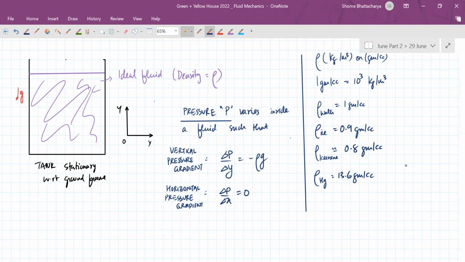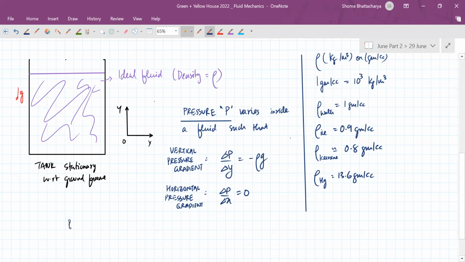Sir, why is delta p by delta x equals 0? Because that is the property of a fluid, that if you take 2 points which are on the same horizontal plane inside the fluid, there is no pressure difference between them. Okay, 2 points at the same depth have the same pressure. So moving along the x-axis, there is no change in pressure. So that's why the gradient, that is rate of change of pressure with respect to horizontal displacement, is 0. Okay, got it, sir. Thank you so much.